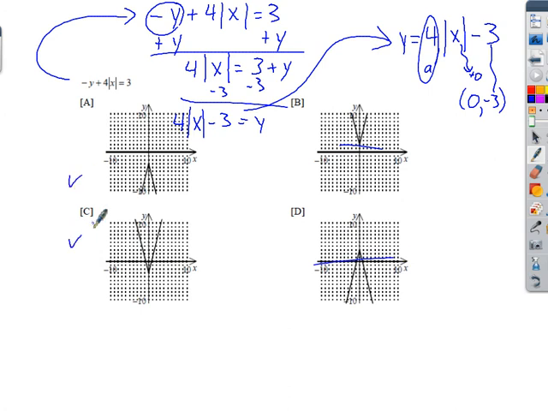Let's look at which one's going to go up 4 and over 1. Well, here it is, up 4 and over 1, so it's C. This one over here started at the right place, but it went down 4 and over 1, down 4 and over 1. So I thought that was the easiest way to do that.